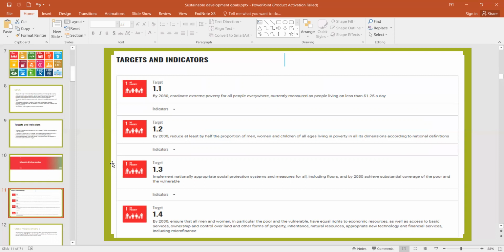Target 1.3: implement nationally appropriate social protection systems and measures for all, including floors, and by 2030 achieve substantial coverage of the poor and the vulnerable. Target 1.4: by 2030, ensure that all men and women, in particular the poor and the vulnerable, have equal rights to economic resources as well as access to basic services, ownership and control over land and other forms of property, inheritance, natural resources, appropriate technology, and financial services.